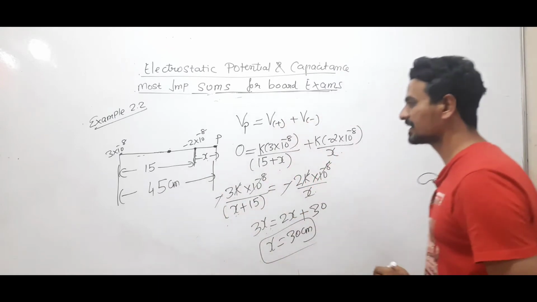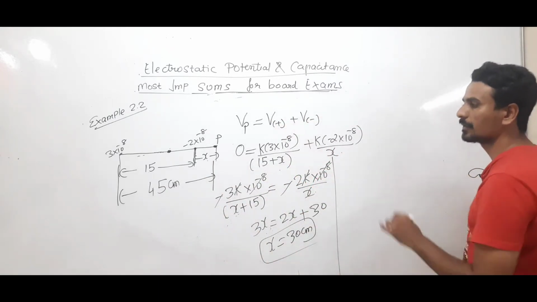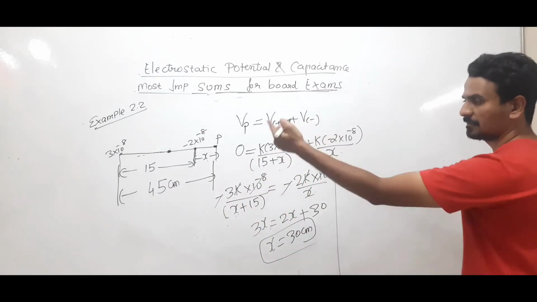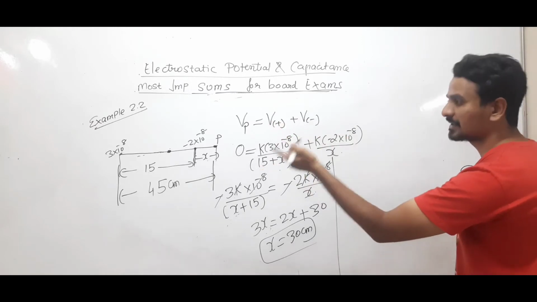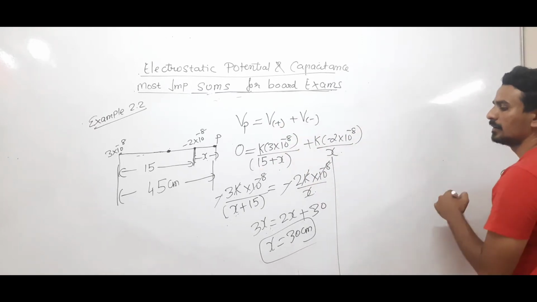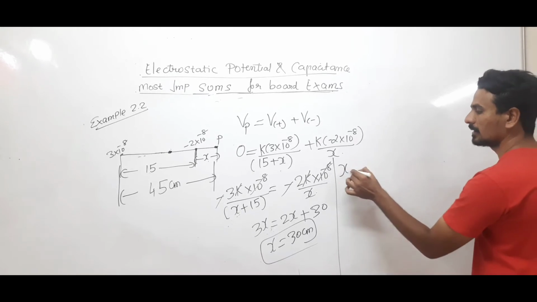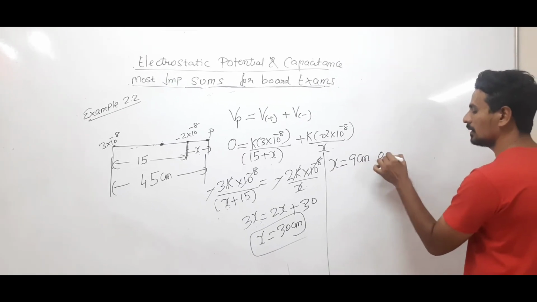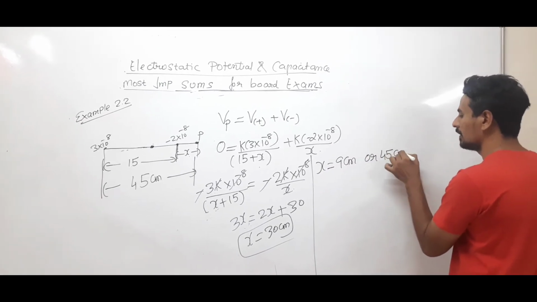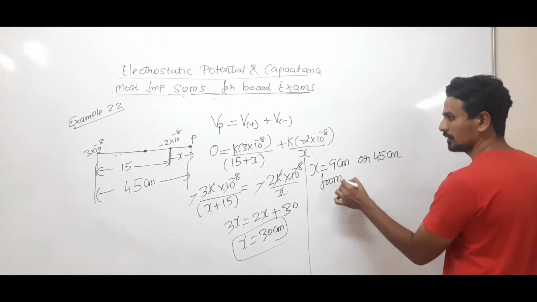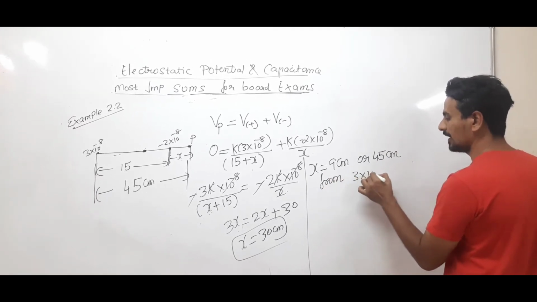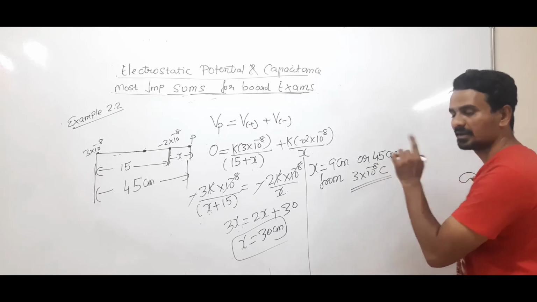So we have got two distances, right? One where the point was lying between the line joining the charges and one outside, right? So 9 centimeter or 45 centimeter from the 3 into 10 raised to minus 8 coulomb charge. Clear? This is your answer.